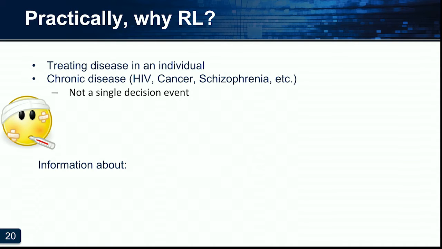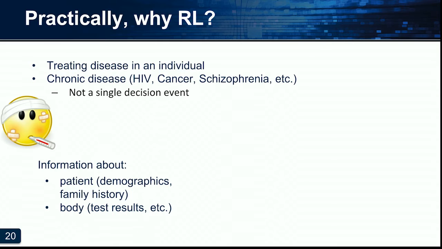Now, your state information in this case could include all sorts of things, right? So you might have some background information about this patient, demographics and family history and so on. But then you might get some test results that tell you what's actually going on in their body and talk about the prognosis and progression of the disease.